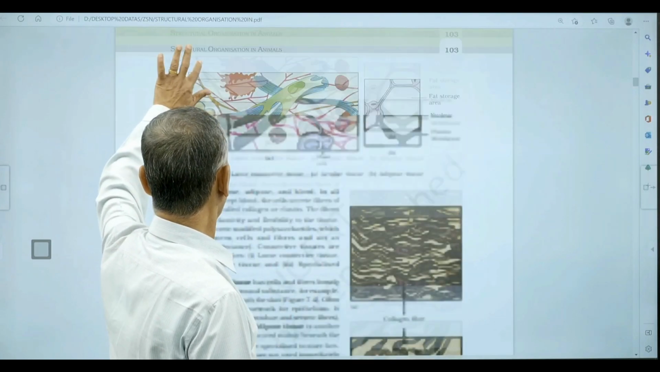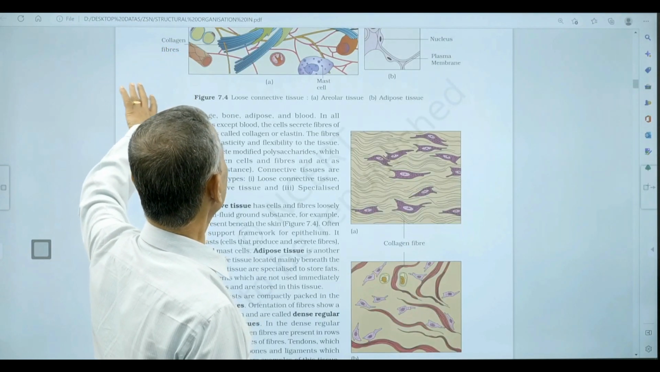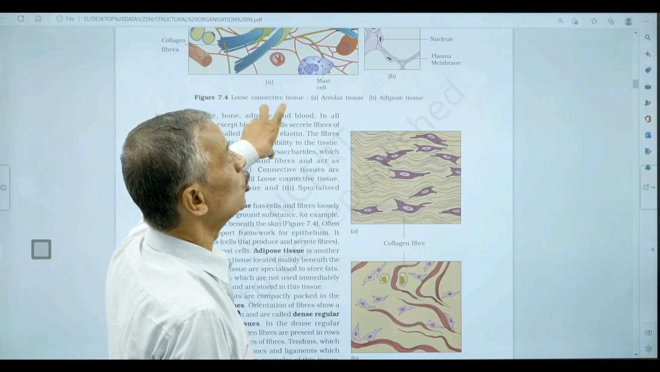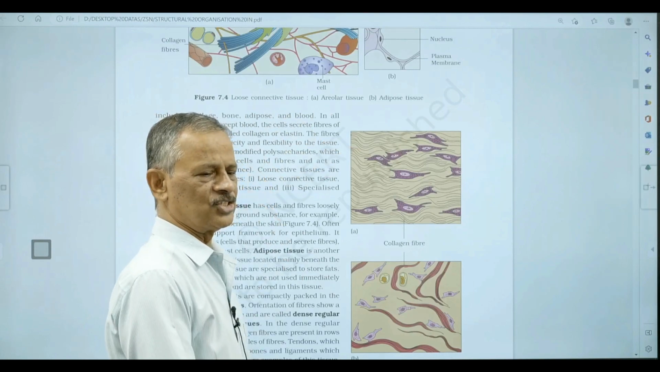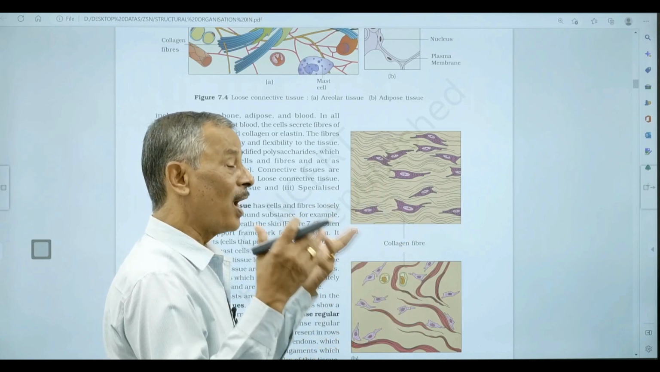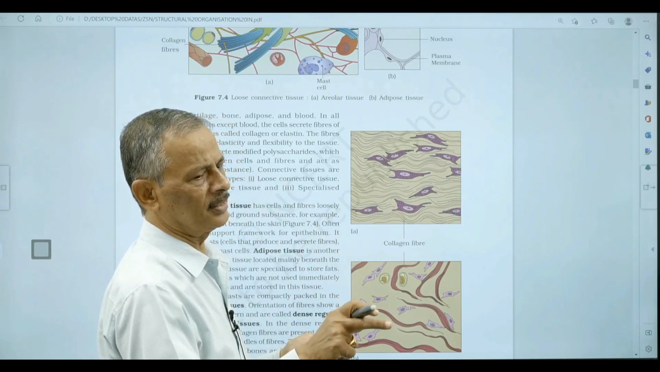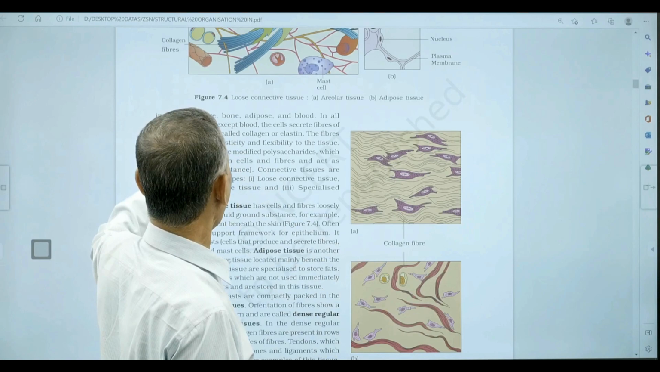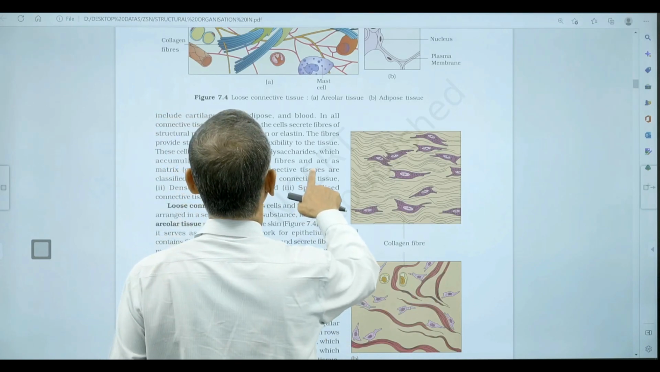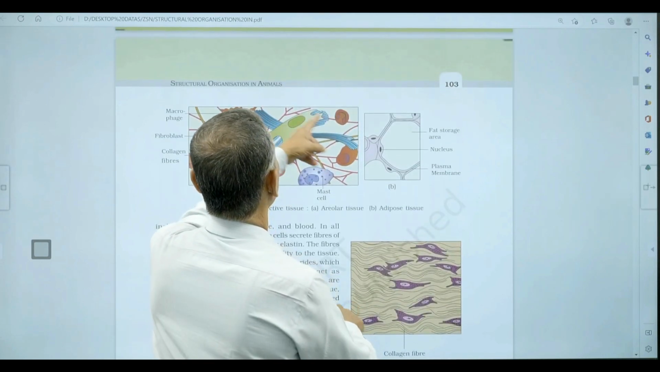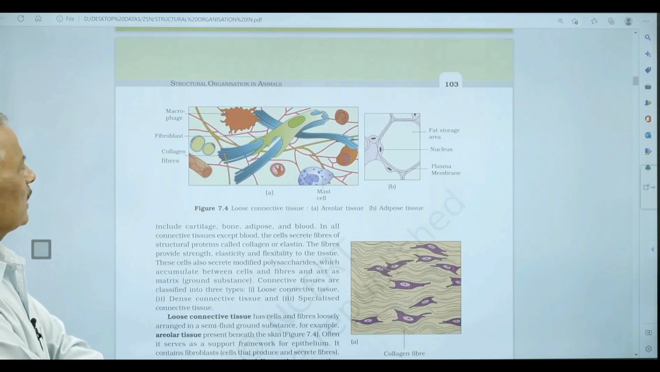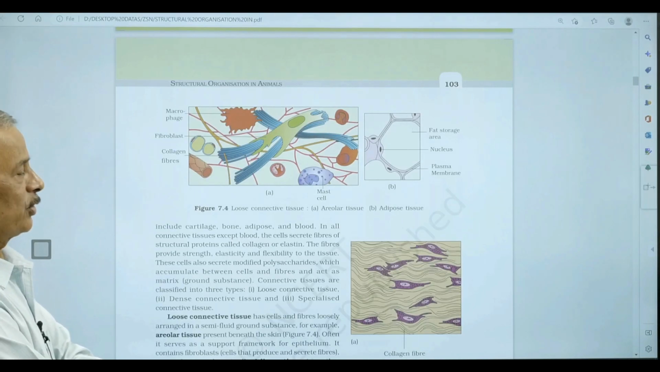Now, a connective tissue will be having cells loosely arranged, scattered. So, matrix is abundant. And in that abundant matrix, you are having the cells scattered. That is the characteristic feature of connective tissue.